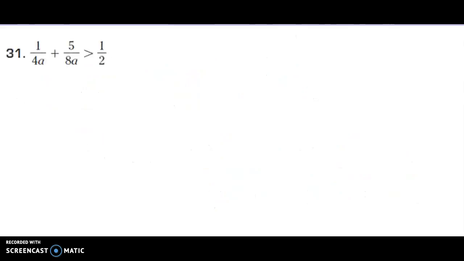Okay, so let's look at number 31. First, you want to solve it. You need to solve these kinds because you've got variables just in the denominator and it's not factorable. So let's go ahead and solve it. Our common denominator looks like it's going to be 8a. So I'm going to put an 8a in all of my denominators.